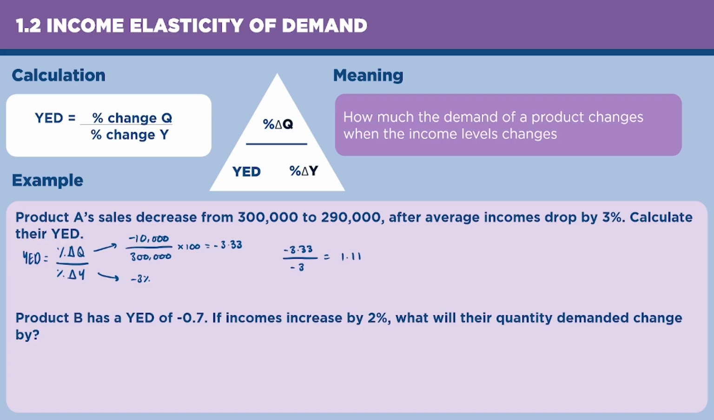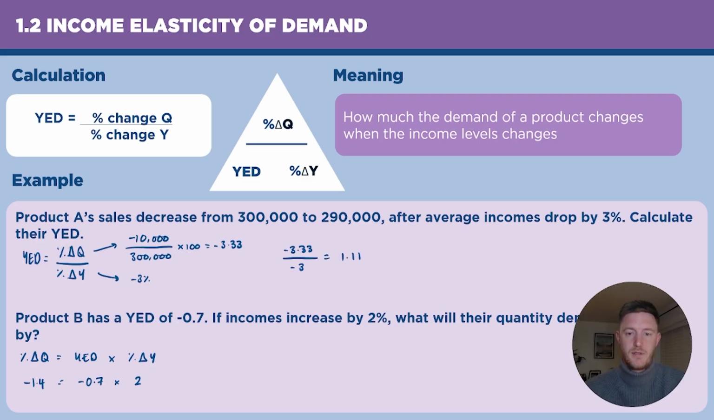So because income elasticity demand is negative, that means there's a negative correlation. So our quantity demanded should decrease. But let's check that out. Quantity demand is YED times the percentage change in income. So that's going to be minus 0.7 times 2, which is minus 1.4. Probably don't even need a calculator for that one. So hopefully you can see those different examples.